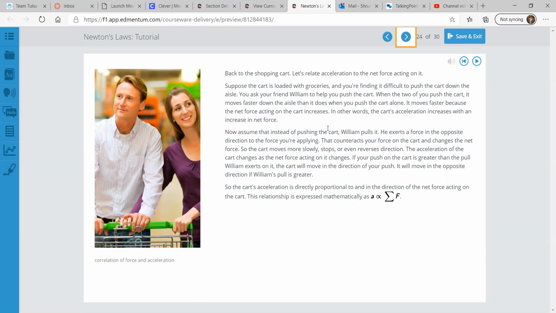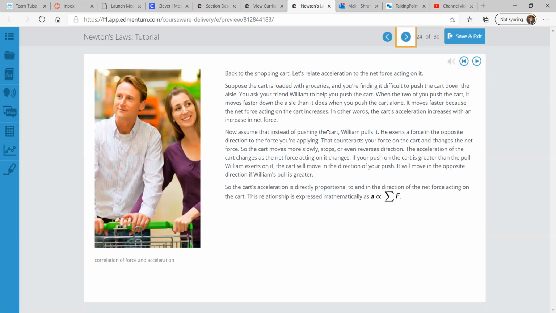Now, assume that instead of pushing the cart, William pulls it. He exerts a force in the opposite direction to the force you're applying. That counteracts your force on the cart and changes the net force. So the cart moves more slowly, stops, and even reverses direction. The acceleration of the cart changes as the net force acting on it changes. If your push on the cart is greater than the pull William exerts on it, the cart will move in the direction of your push. If William's pull is greater, it will move in the opposite direction.